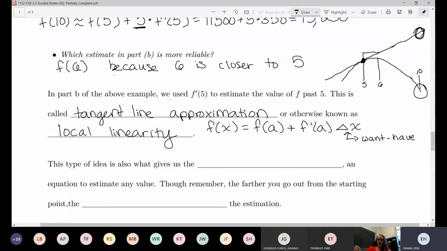So this type of idea is also what gives us the tangent line. We've talked about the tangent line a little bit, but what we're going to do now is actually find the equation of it. What we were doing above is we were using that tangent line to approximate any value for the function. And remember, the farther you go out from the starting point, the less accurate the estimation is going to be. Because your tangent line might start going in one direction and your function might turn around and go in a completely opposite direction. So the farther out we are, the worse that approximation is going to be. I'll leave that up for a few more seconds for people to get that down and catch up.